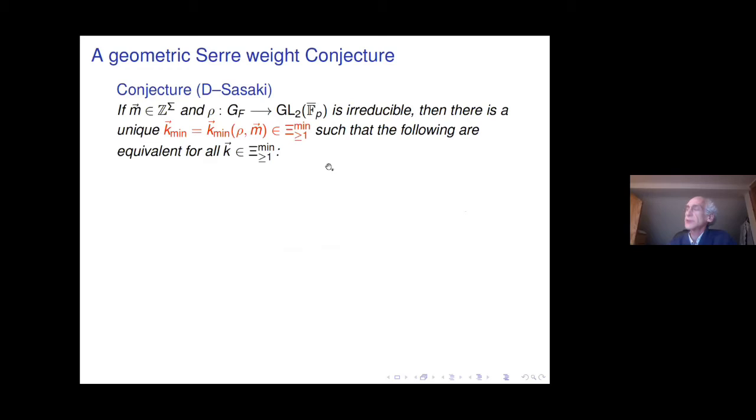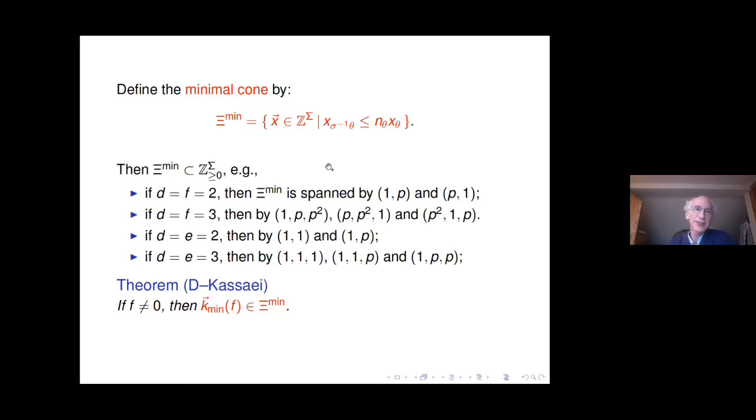And this was motivated by wanting to formulate a geometric Serre weight conjecture, and looking at where these minimal weights should lie, and this is suggested by calculations involving theta cycles. So this is the theorem that the minimal weights always lie in this minimal cone. I'm not going to say anything about the proof. Let me go ahead and formulate the geometric Serre weight conjecture.